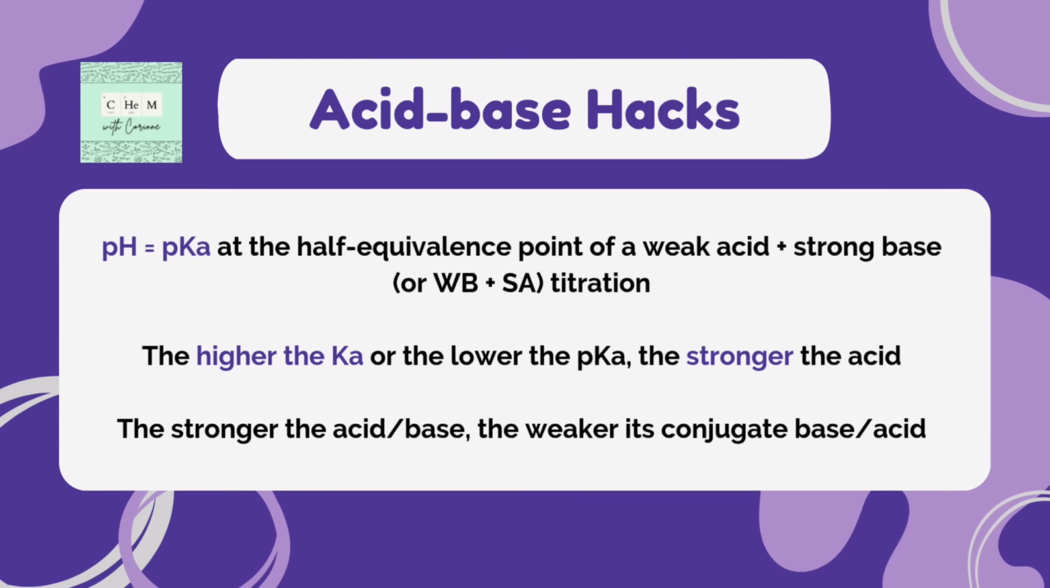All you have to do is look at your graph, head over to the y-axis and pull that pH value, because that is your pKa. When thinking about the relationships, the higher the Ka, or the acid dissociation constant, or the lower the pKa, the stronger the acid. Because again, the Ka measures the concentration of those products, so the H plus and the conjugate base, over the initial concentration of the acid. So again, the higher the Ka, the stronger the acid.